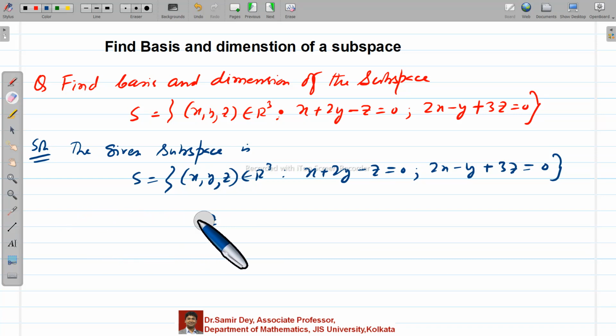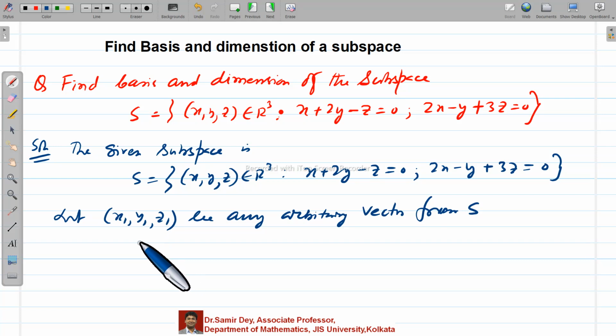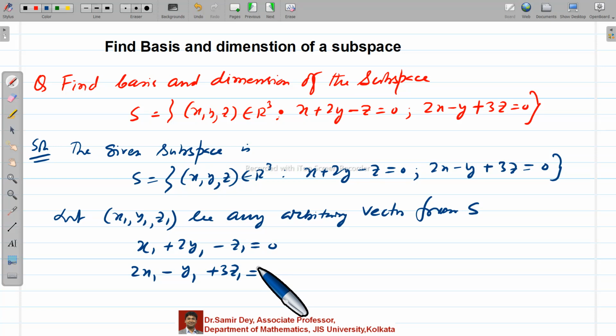Okay, so here we may write, let (x1, y1, z1) be any arbitrary vector from S. That means this must satisfy this relation also, that is x1 plus 2y1 minus z1 equal to 0, and 2x1 minus y1 plus 3z1 equal to 0. Now there are two simultaneous equations you have.